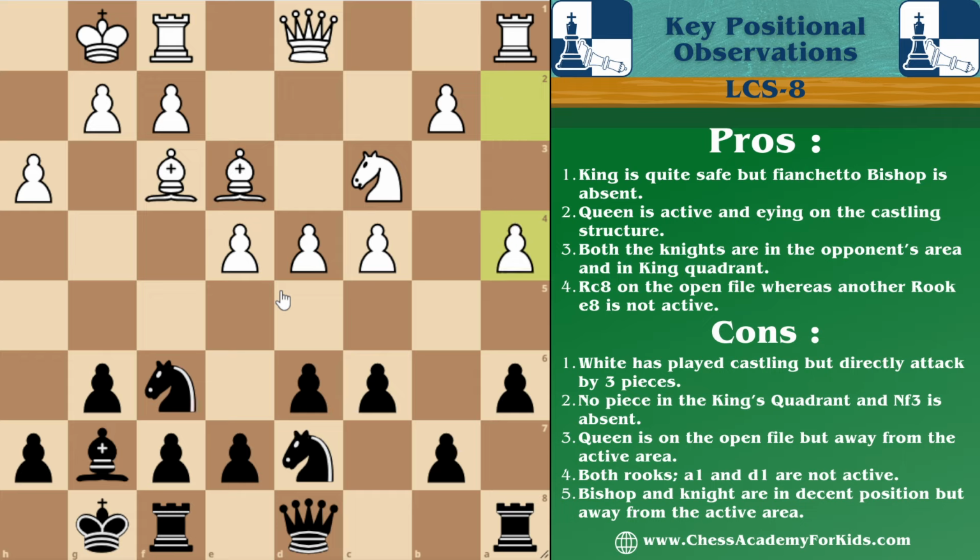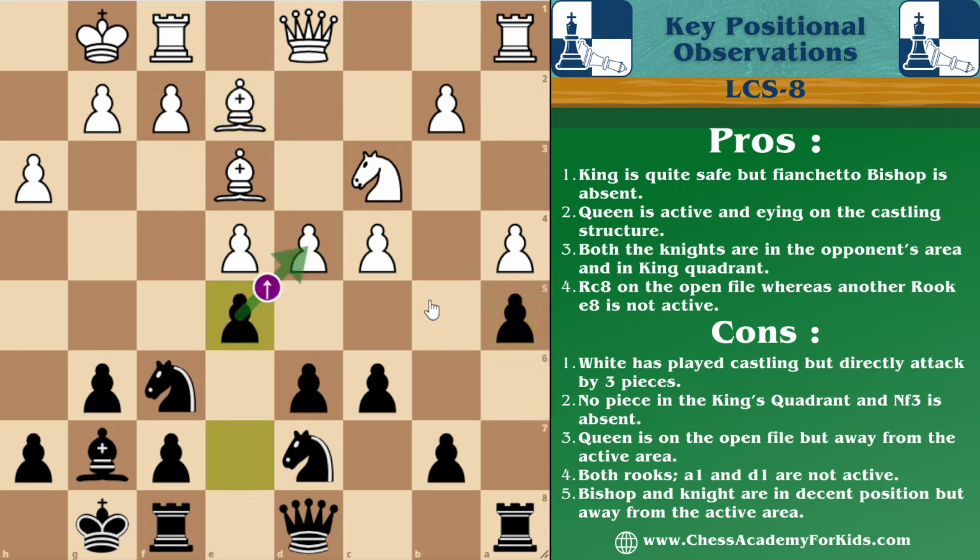Pawn f4, not allowing us to play pawn b5. Pawn f5, stopping the opponent's plan. Bishop back to e2. Pawn e5, taking the initiative to break the center.